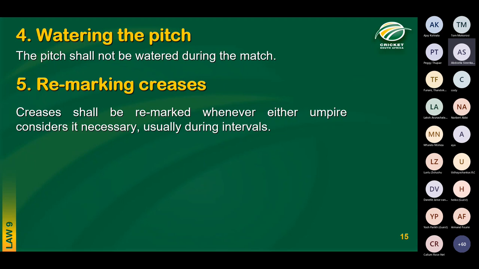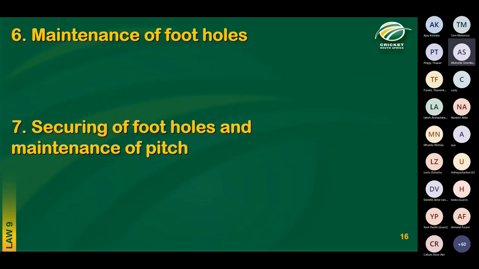Sometimes the white line does disappear. The ground staff will just remark the creases. They usually do all the creases, but especially the popping crease. And again, the fourth umpire in the test match needs to supervise this.